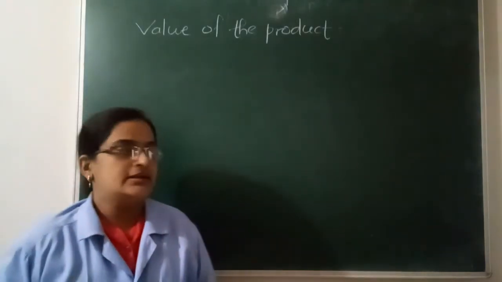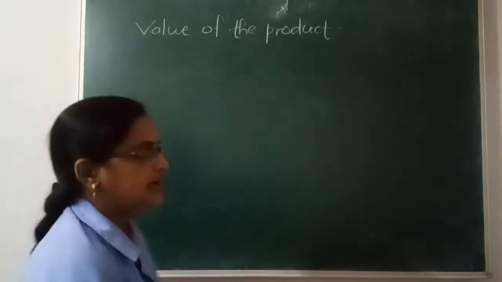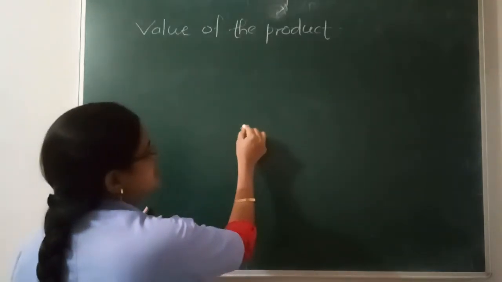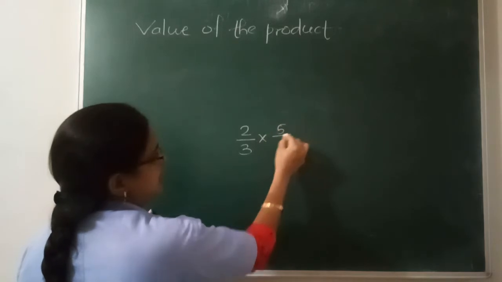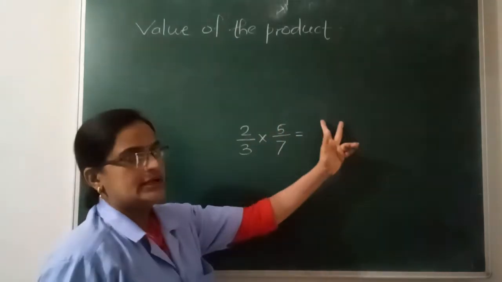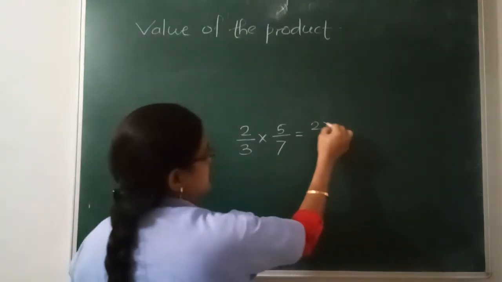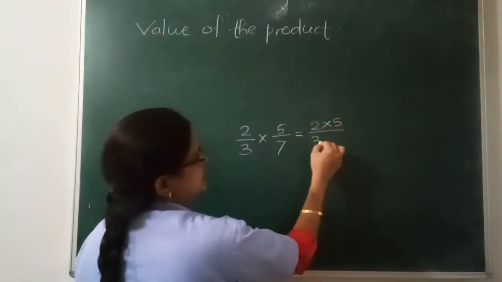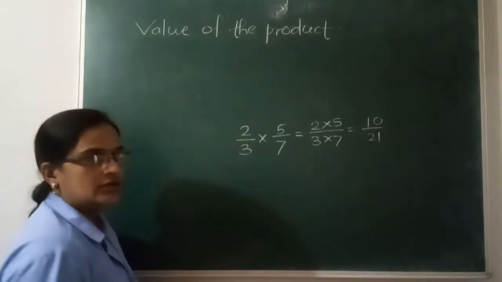Hello. In an earlier video, we have studied how to take the product of two fractions, right? I will just revise it. See, if you have 2 upon 3 multiplied by 5 upon 7, then how is it to be done? You know it. Product of numerators as a numerator and product of denominators as a denominator. So it is 2 into 5 upon 3 into 7, that is 10 upon 21.